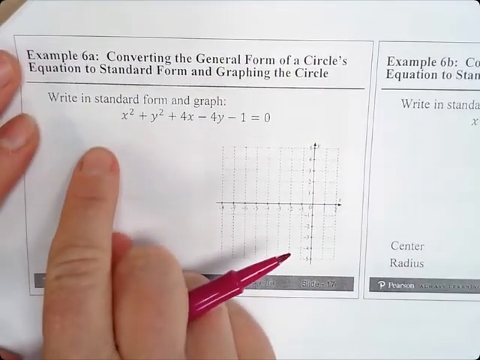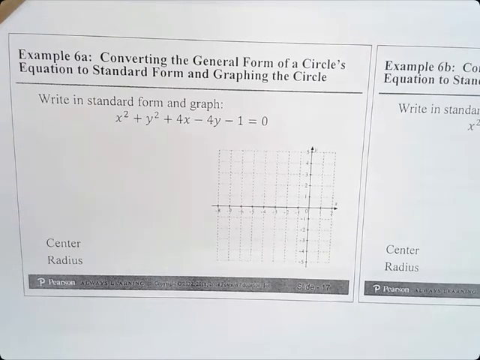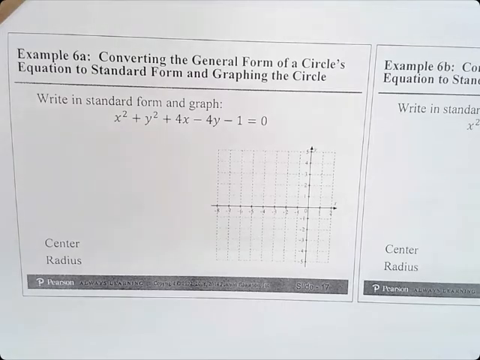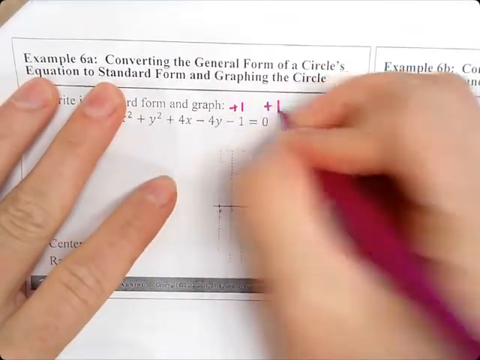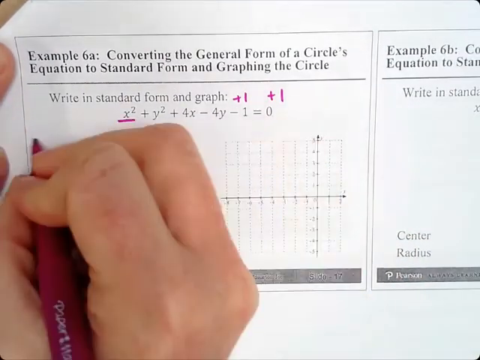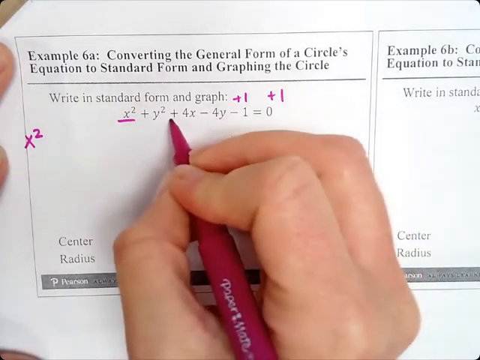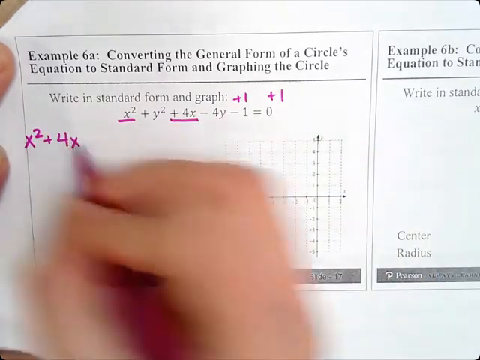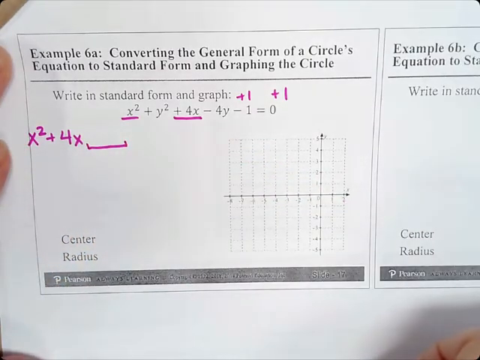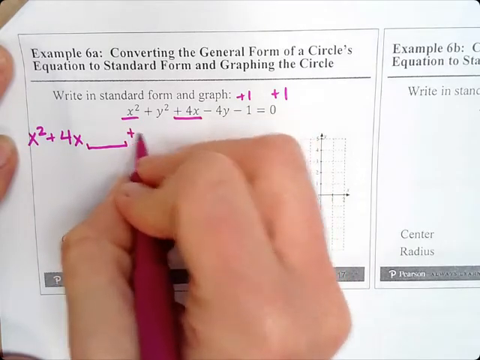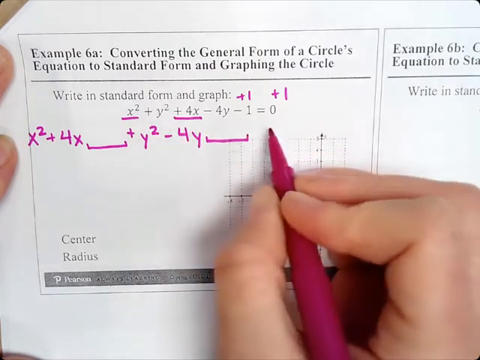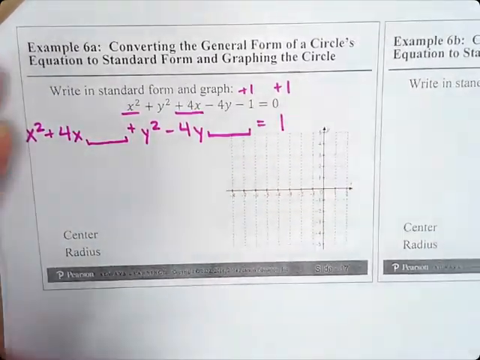Okay, so the first thing you want to do is set it up where your x's are together and your y's are together, and then move the constant to the other side. So I'm going to add 1 to both sides so that I can do that. So I'm going to do x squared plus 4x. And since I'm doing completing the square, I'm going to leave a blank here. And then plus y squared minus 4y, and then another blank, equals 1, because I put that one over there.